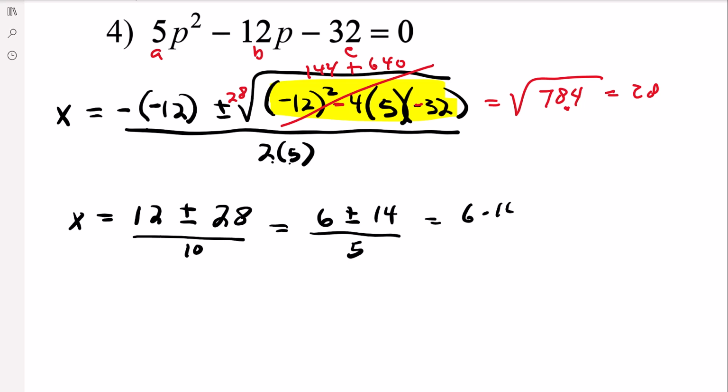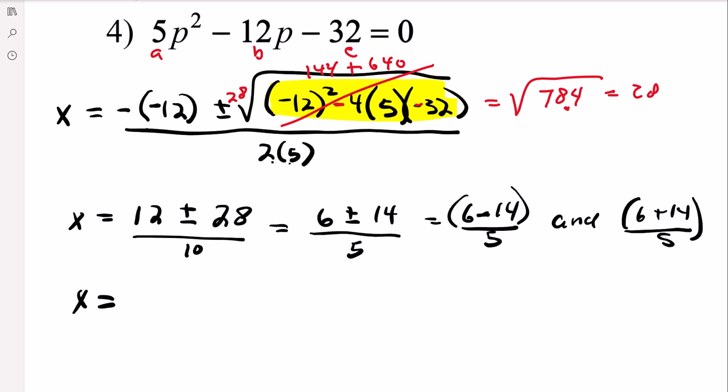6 subtract 14 over 5, and 6 plus 14 over 5. So let's focus on this one first. 6 subtract 14 is negative 8 over 5. 6 plus 14 is 20. Divided by 5, which is 4.